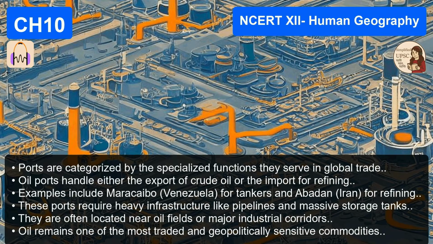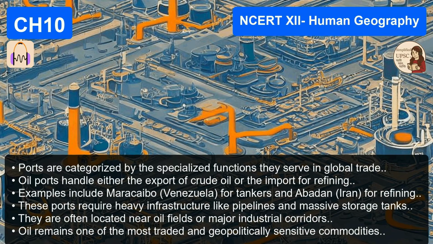large, modern traffic. Okay, this last classification is my favorite. Classification by specialized function. It's so specific. It really shows how trade shapes infrastructure. First, you have oil ports. These can be tanker ports, which just load or unload crude oil, like Maracaibo in Venezuela or Tripoli in Lebanon. Or they can be refinery ports where the crude is processed, like Abadan in Iran.